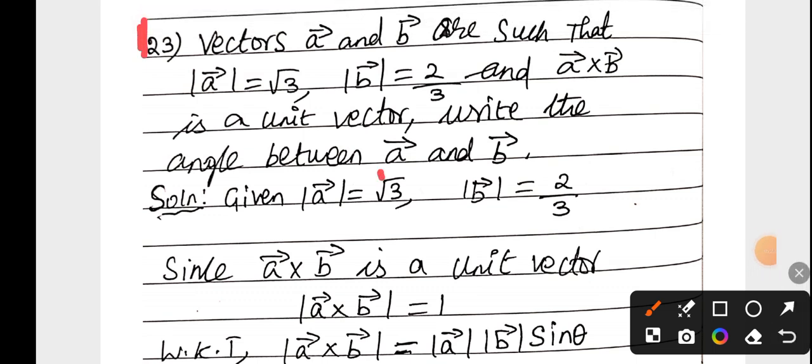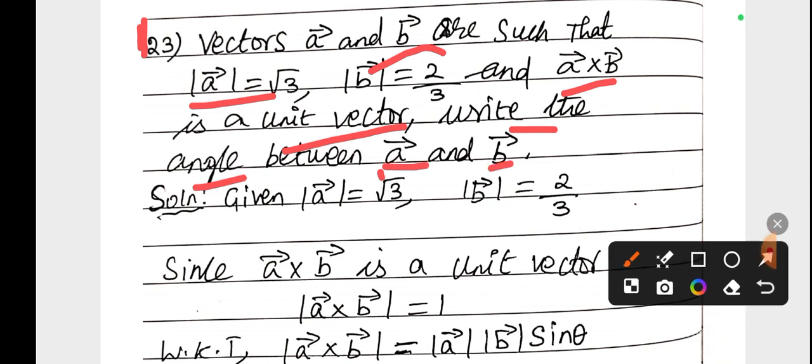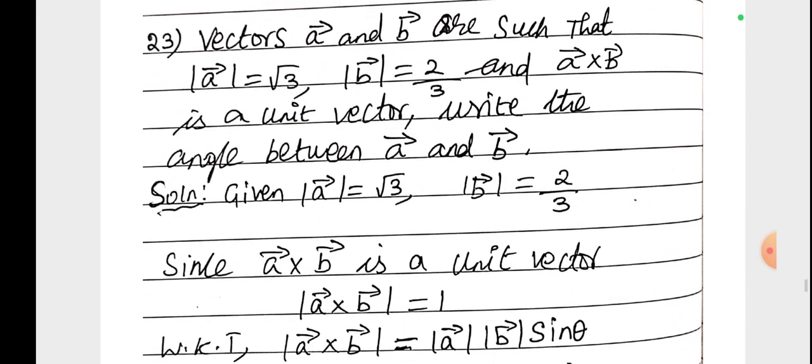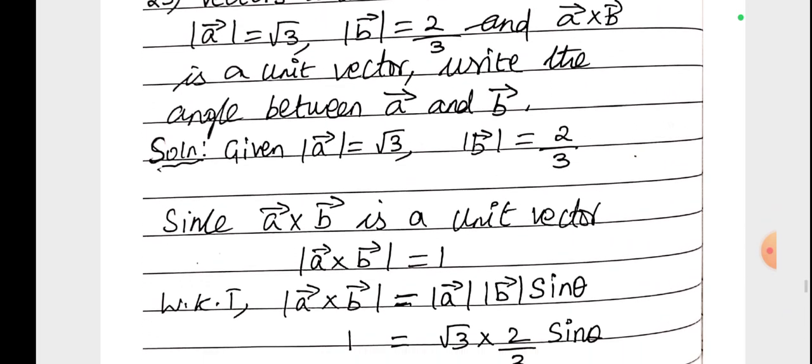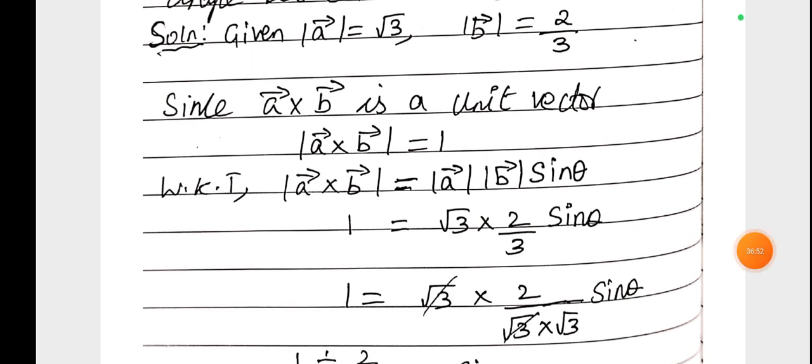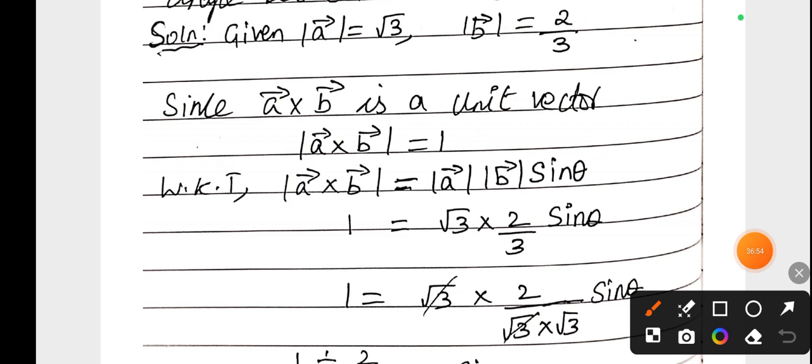So vectors a vector and b vector are such that magnitude of a is root 3, magnitude of b is 2 by 3. A vector cross b vector is a unit vector. We are going to write the angle between a and b. This is also very simple, and I think we have done this type of sum. The only difference is we have done this type of sum even in NCERT, but magnitude of a root 3 is given. Actually there, magnitude of a 3 will be given. That is the difference.